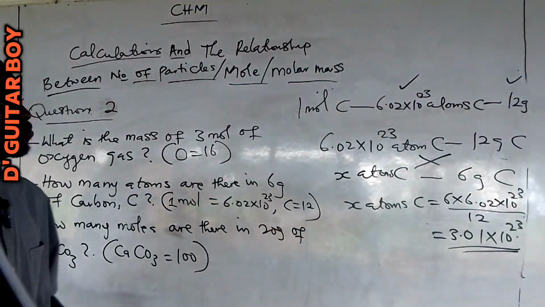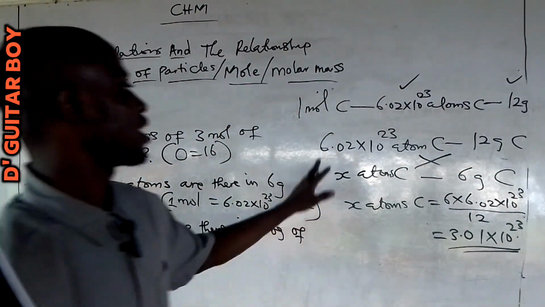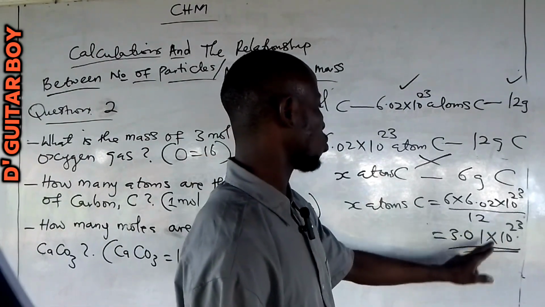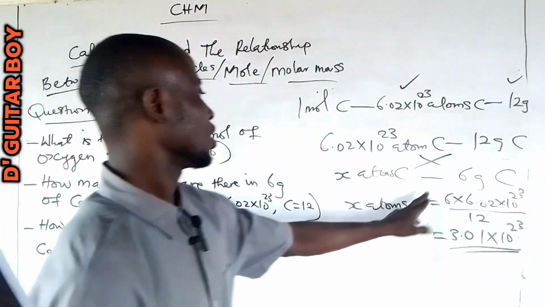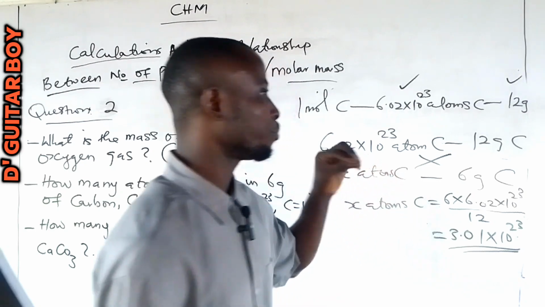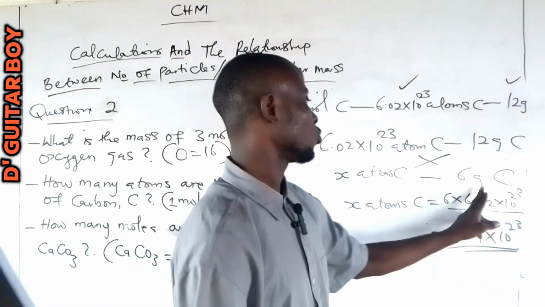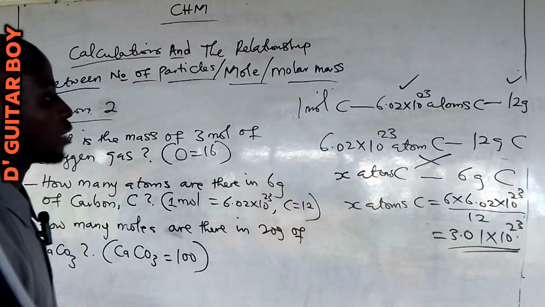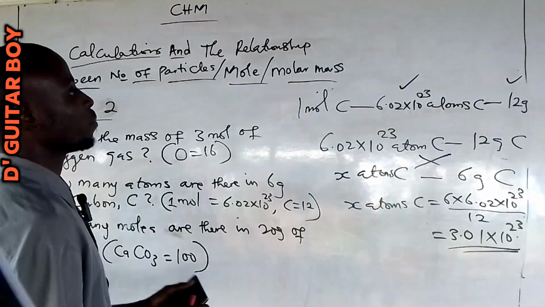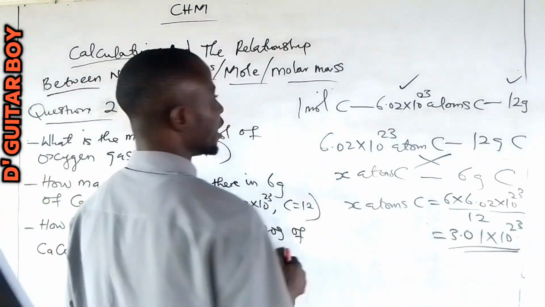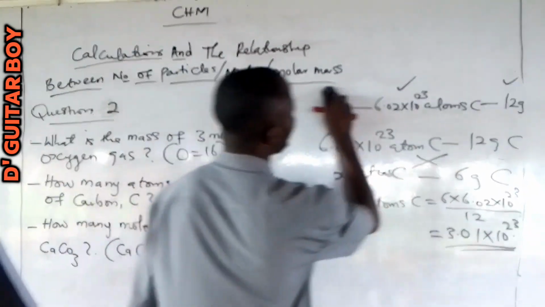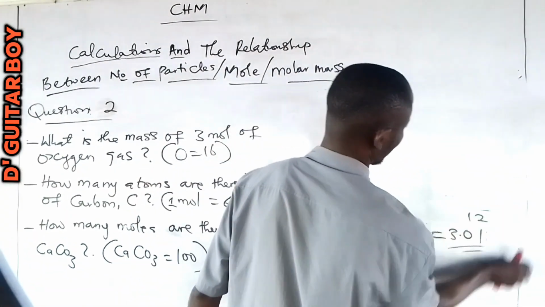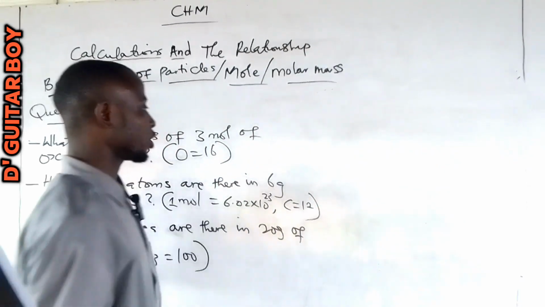Can't you see how simple this one is? Which means 3.01 times 10 raised to power 23 carbon atoms will give you 6 grams of carbon. So that is the answer to the number 2 question. Very, very simple. So we'll move now to the number 3 question.